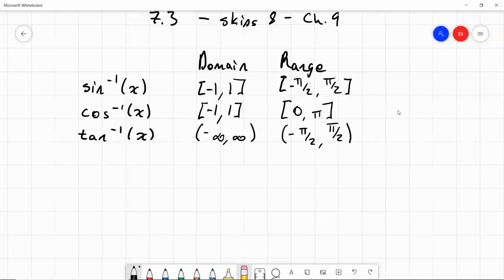Just like the graph, these domains and ranges swap, right? All the x's become y's. And we actually use that to our advantage to solve problems like tan inverse of 1.